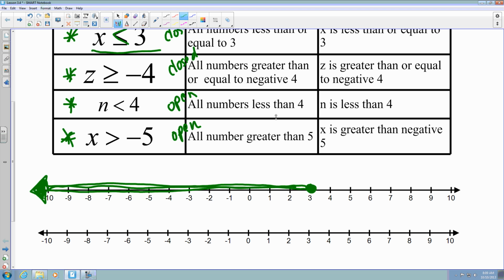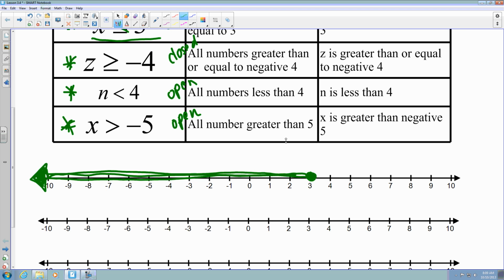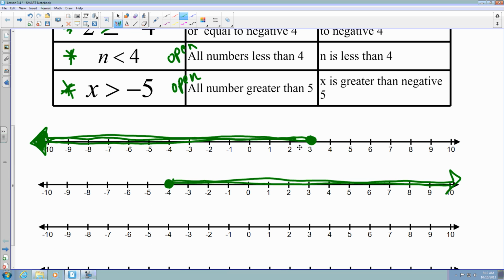So if you take a look at the second one, z is greater than or equal to -4, we go to -4. We know that it's an equal to, which has the line underneath it, so it's going to be a closed circle. And the shading portion comes from, if you notice, this arrow is pointing towards the right. So it's telling us that we need to shade it to the right. If we have n is less than 4, because there's no line underneath it, it is just an open circle. We do not shade it in. And again, our arrow is pointing to the left.